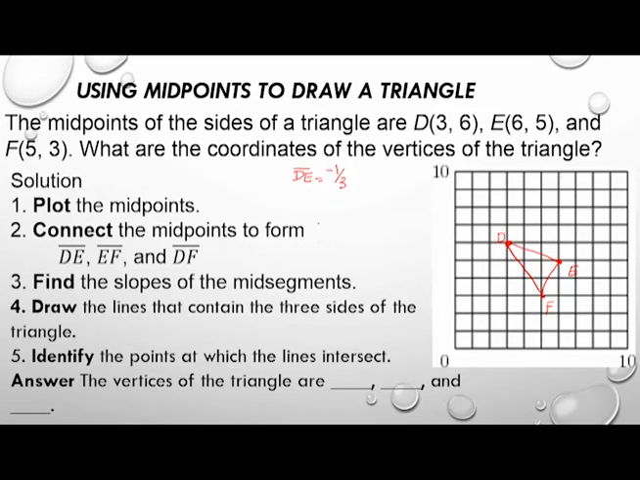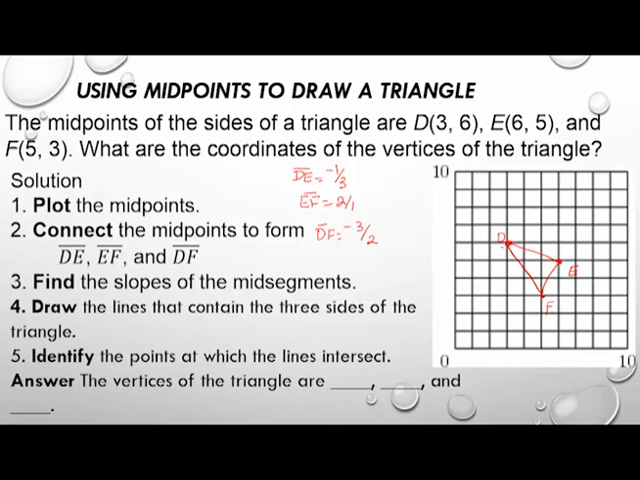Slope of EF. EF is here. It's a positive slope with a rise of 2 and a run of 1. And finally, finding the slope of DF. It has a rise of 3 and a run of 2, and it's negative, so it's negative 3/2. We're going to use these slopes to create the lines of the triangle.